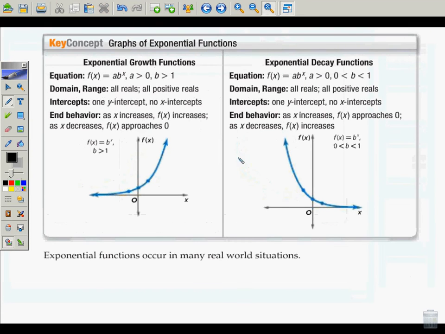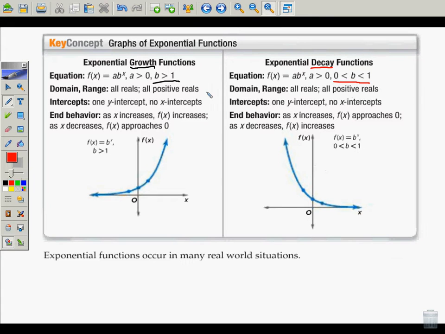Here's just a nice summary of everything we've talked about so far. Exponential growth functions and exponential decay functions are very similar. They're always in this exponential form. A has got to be bigger than 0 for both of them. For growth functions, b has to be greater than 1. For decay functions, b is between 0 and 1.